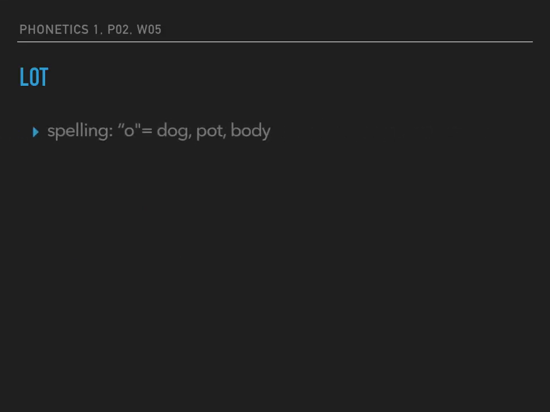Now our next vowel that we use is going to be the lot vowel, and the lot vowel and the strut vowel are going to be the ones that get confused the most, and there's a few reasons why this happens. Now with the lot vowel, the spelling is often, much like the strut vowel with our worry words, spelled with an O, like as in dog, pot, and body.